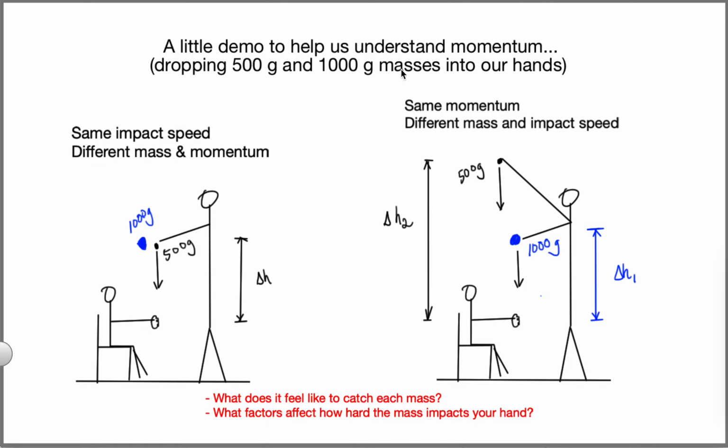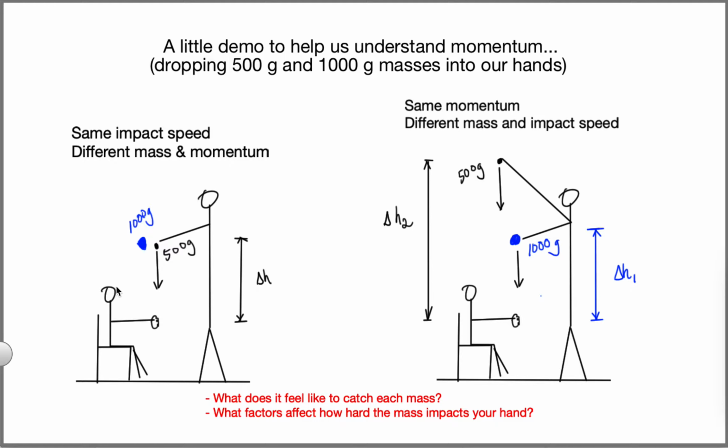The part that you have in your lecture notes just says a little demo to help us understand momentum, dropping 500 and 1,000 gram masses into our hands. And basically what was going to happen in class was I was going to have you guys pair up. So in the first demo, one of you would be sitting in a chair like this with your one hand out, and the other one would be standing up in front of you, holding both masses and getting ready to drop them. You would drop them one at a time, so the 500 gram mass from a certain height, delta H, into your hand, and then the 1,000 gram mass from the same height into your hand.